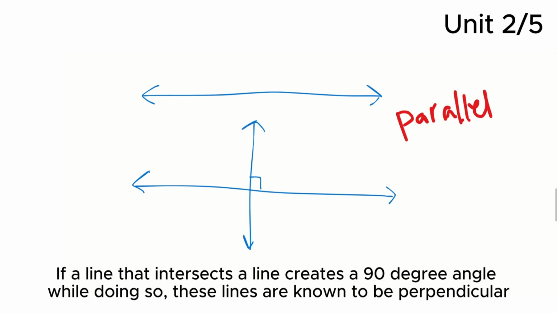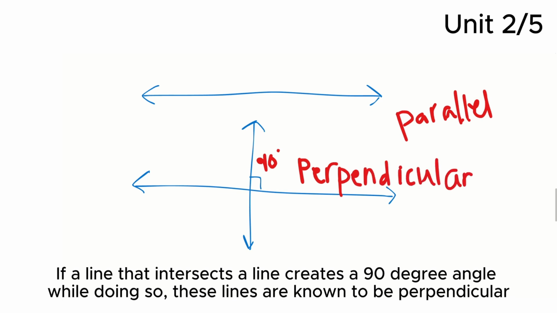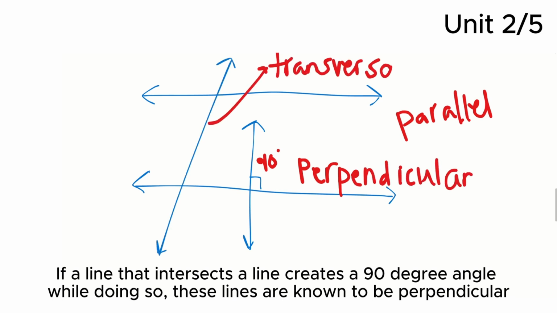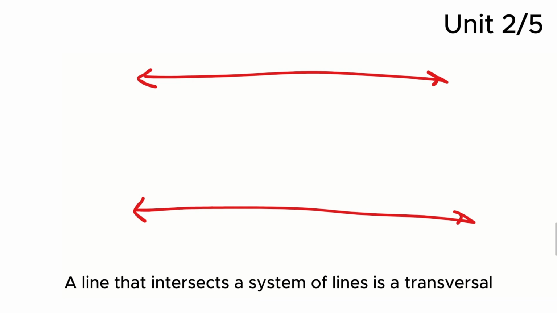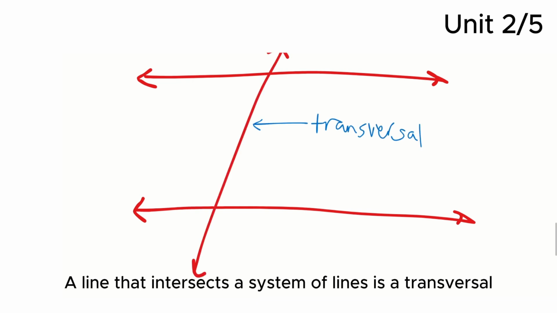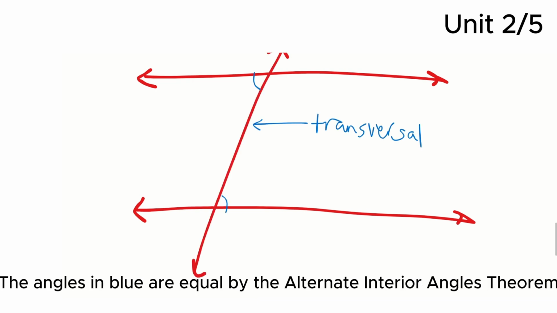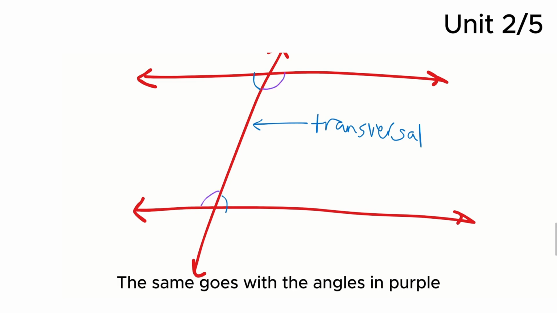If a line that intersects a line creates a 90-degree angle while doing so, these lines are known to be perpendicular. A line that intersects a system of lines is a transversal. The angles in blue are equal by the alternate interior angles theorem. The same goes with the angles in purple.